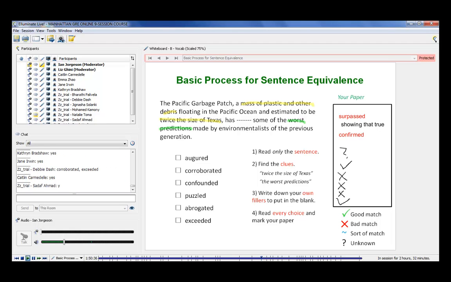Okay, now we've got to pick two answers. What two answers are we going to pick given what our paper looks like right here? Yeah, we're going to end up choosing corroborated, I should say, and exceeded. Okay, what does augured mean in the end? Anybody know? Everybody know what augured means?